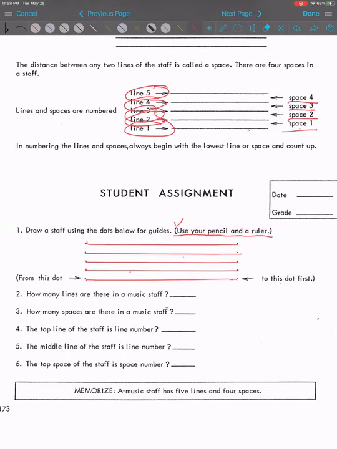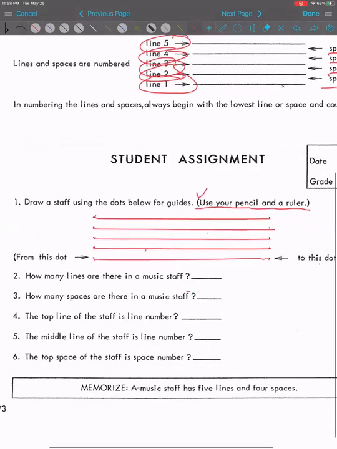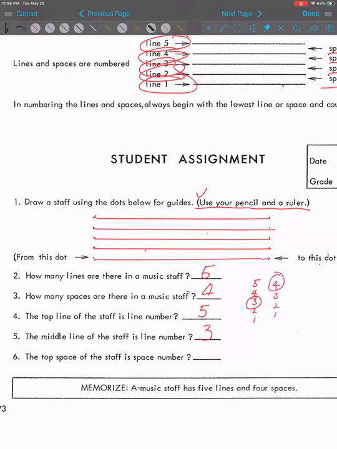Question 2, how many lines are there in the music staff? Number 3, how many spaces are there in the music staff? We just talked about that. There are 4 spaces. Number 4, the top line of the staff is line number. So remember we have 5 lines. So when you count to the top, it's line 5. The middle line will be line 3. The top space of the staff is space number. So we have 4 spaces. So it's 1, 2, 3, 4. So the top space will be 4.